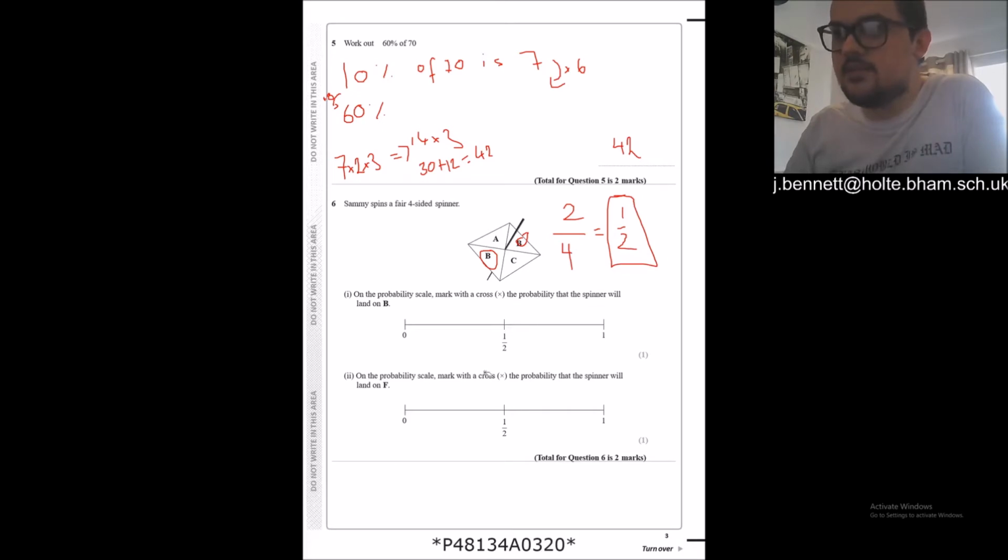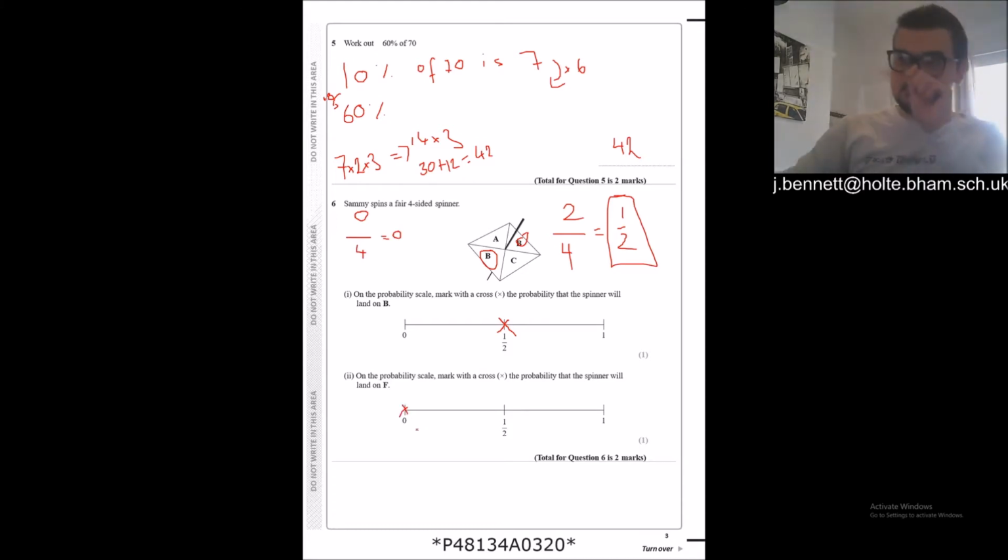In fact, I'm going to just make sure that's exactly right. So we're going to do an X there and an X there. So it's exactly on the half. Okay. What is the probability that the spinner will land on F? How many F's do we have? Well, we have A, B, B, and C. There are no F's, so we put a 0 over the total, which is 4, and that just equals 0. So we're going to put an X right next to this 0, and that is the answer for this question.